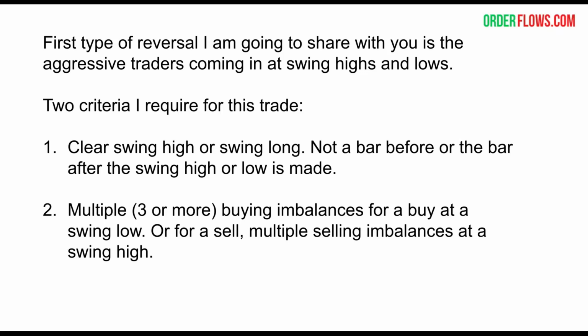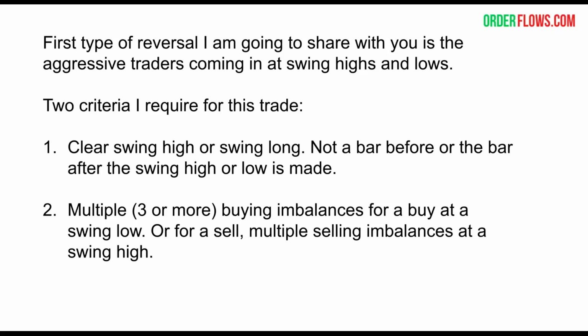And there's 2 criteria I require for this trade. Number 1 is a clear swing high or clear swing low. Not a bar before or after the swing high or low is made. No, that bar has to be the low, the swing low, and preferably I like it to be the low by a few price levels, right? So if the previous bar, the low was 7, then our new swing low bar has got to be like 5 preferably, or 4 or 3. It's got to be much lower, not much lower, but a little bit lower.